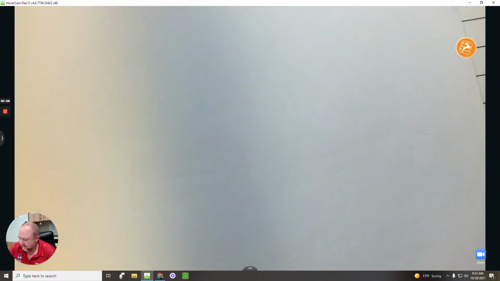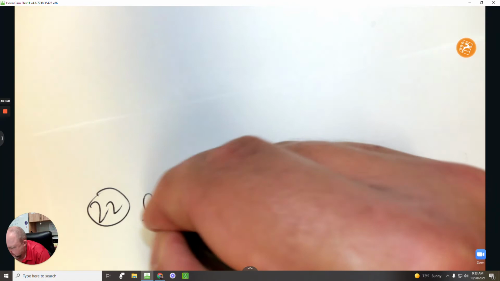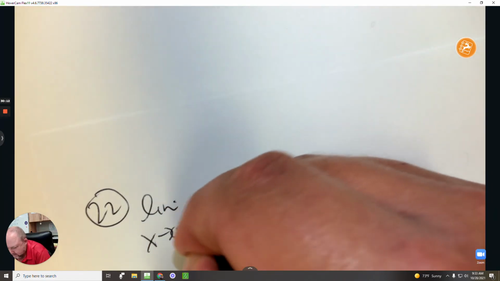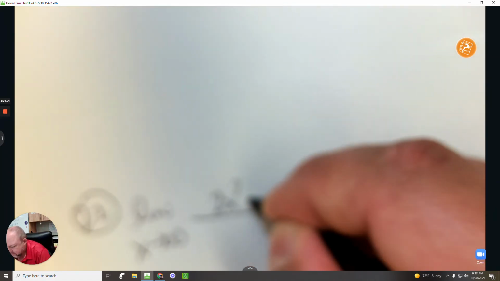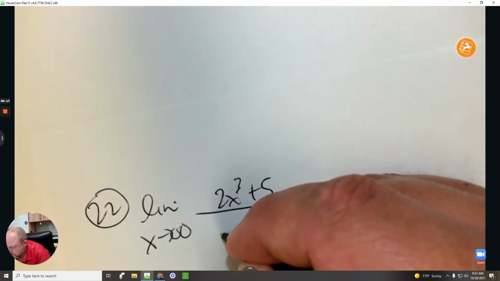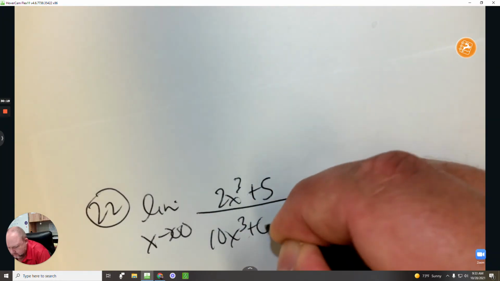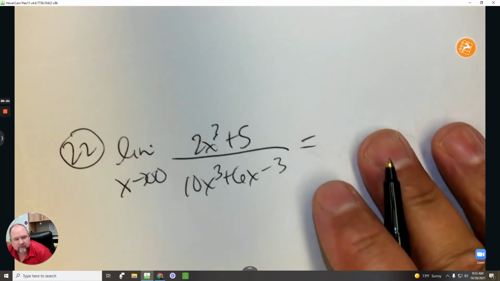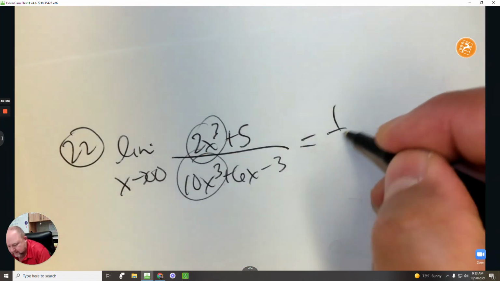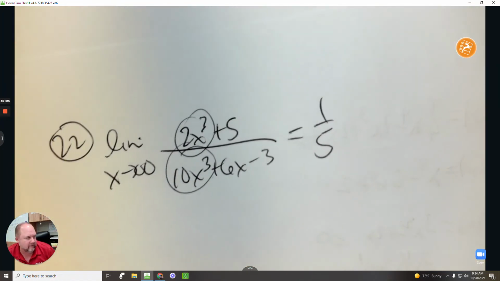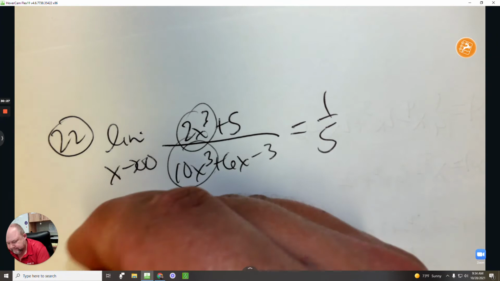Number 22. That's an end behavior question. The limit as x approaches infinity. That's power term over power term. If I look at the power term on top and the power term on the bottom and I divide it, the end behavior is 1/5. 23.